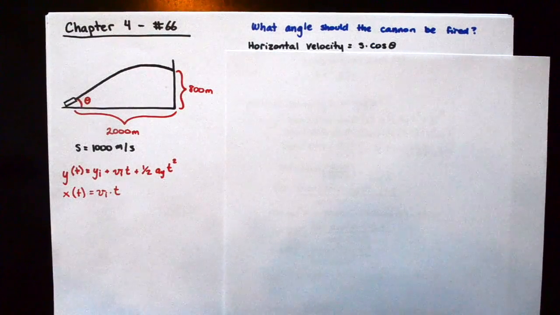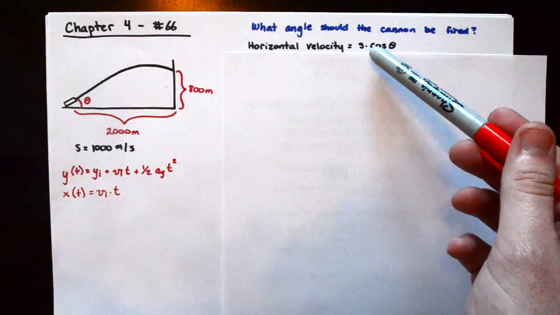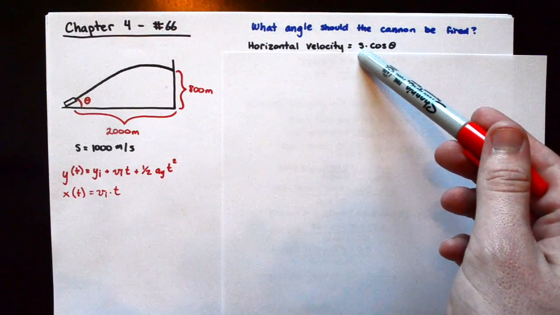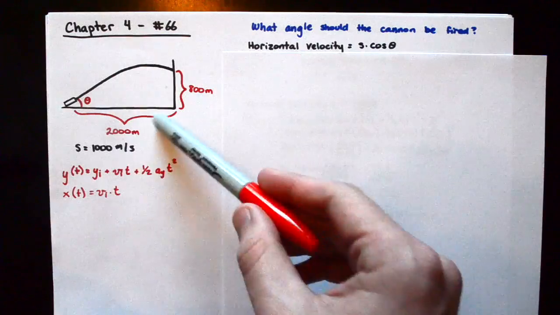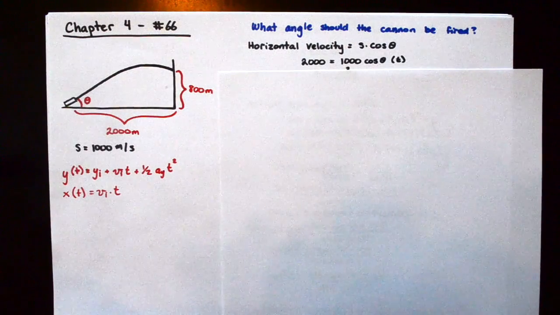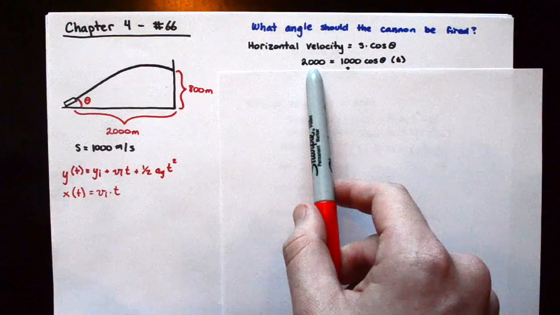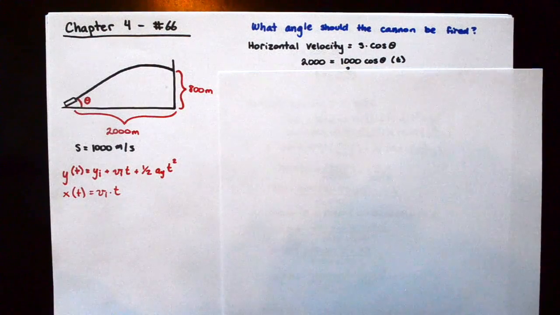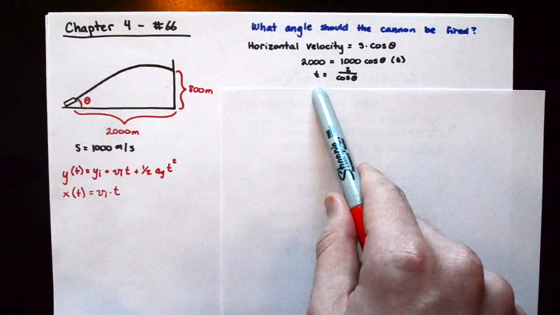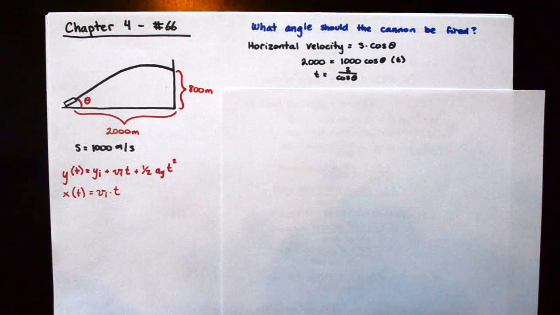So we're going to start with the horizontal velocity. It's going to be your speed times the cosine of the angle, because we're looking in the horizontal direction. So when we plug that into our equation, we're looking to go a total of 2,000 meters, which equals the speed times the cosine times time. So when we solve for t, we're going to have 2 over the cosine of theta, and we're going to need that for a little later.